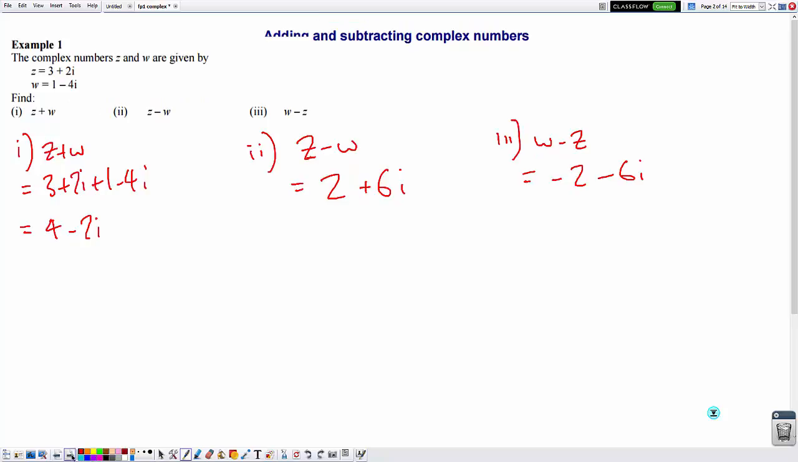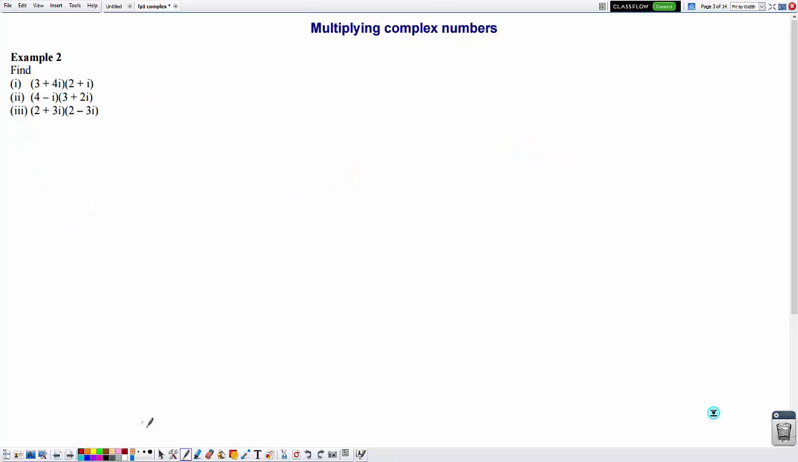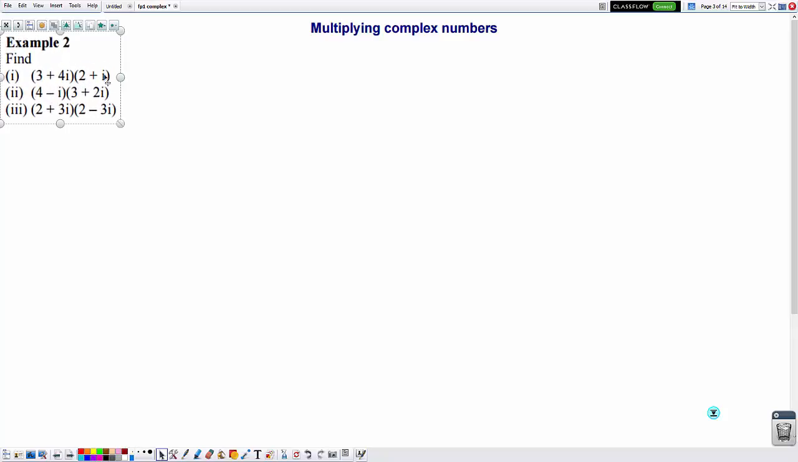Okay, let's move on to multiplying. Okay, so multiplying, it works as you just multiply out like you'd expect. So multiply out your brackets, and the only thing you have to remember is i squared is equal to -1. It's pretty easy. So let's look at the first one. So try these on your own. Actually, if you're confident, try these on your own, and then pause, try them on your own, and then check to see you got them right.